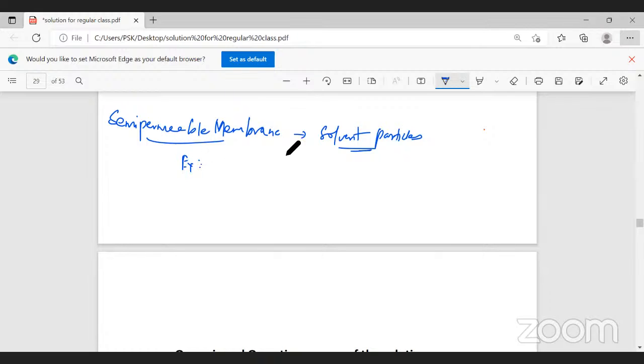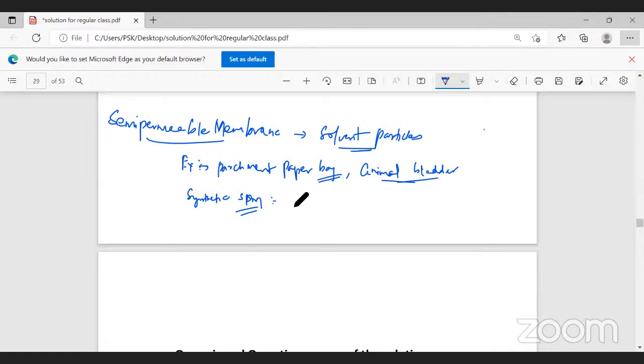Examples for semi-permeable membrane: a natural example is parchment paper bag, a paper bag made of cellulose. Animal bladder, any animal bladder, is an example for semi-permeable membrane. In specific, they say pig's bladder. In general, we write it as animal bladder. And then there is synthetic semi-permeable membrane. You should remember all this. SPM stands for semi-permeable membrane.